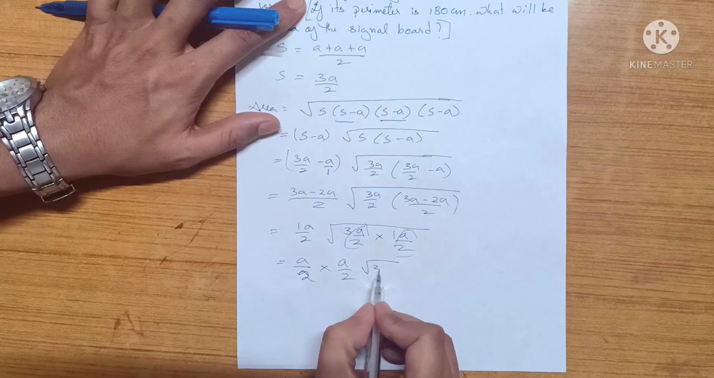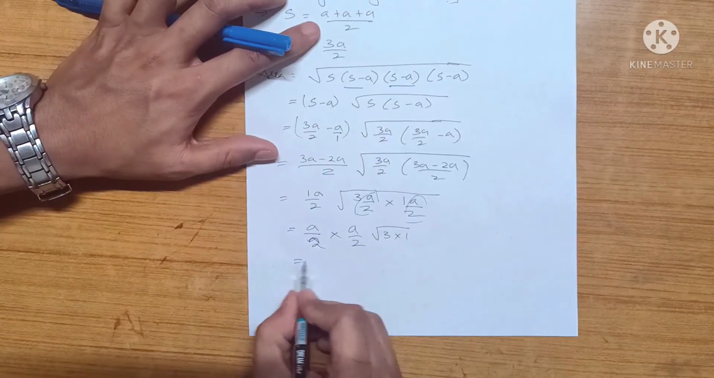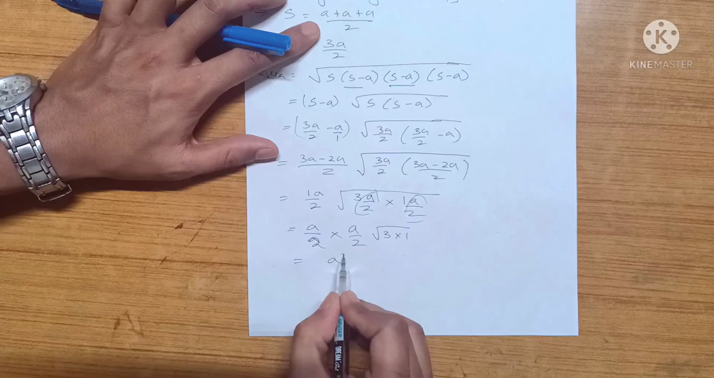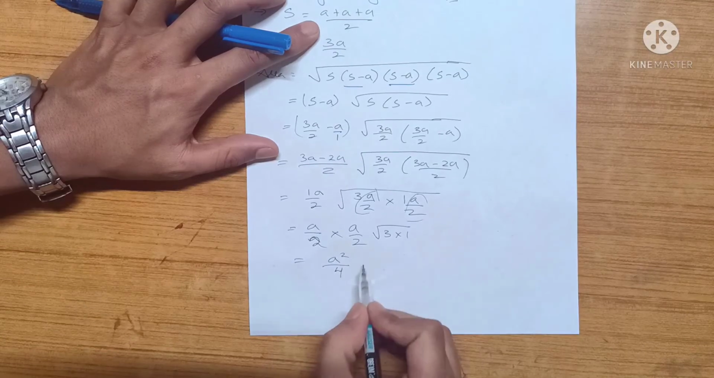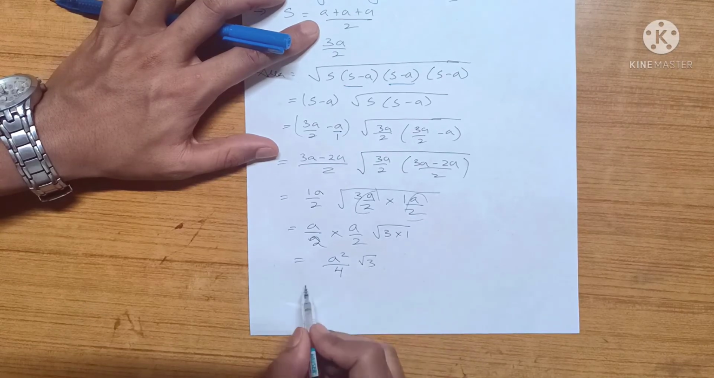And what's left in the bracket? 3 into 1. 3 into 1 is 3 only. So a into a is a square by 2 into 2, which is 4. And then root 3 is left.